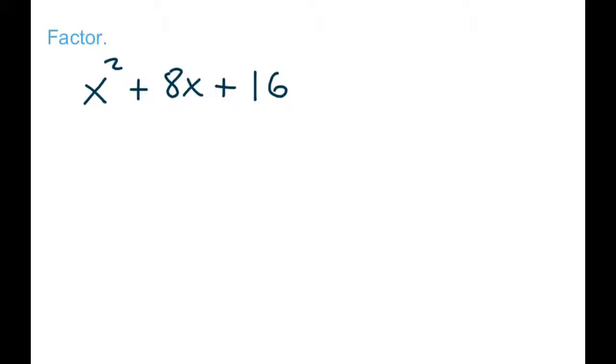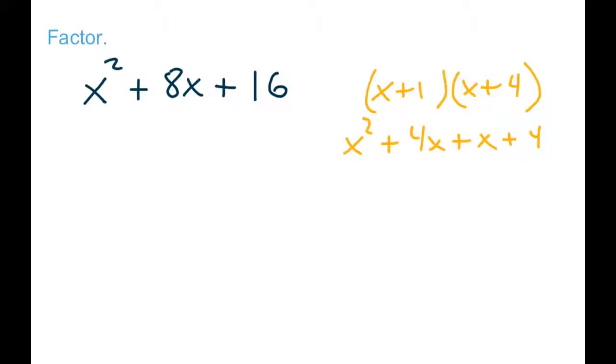Alright, so here's our first one. X squared plus 8x plus 16. Alright, so we know that when we have two binomials, such as x plus 1, x plus 4, when we FOIL this, we get x squared, we get 4x, we get 1x, and we get 4. We combine those like terms, and 4x plus 1x is 5x. And then we get this trinomial. So same thing in reverse. We're going to factor this trinomial, and we're going to end up with two binomials.